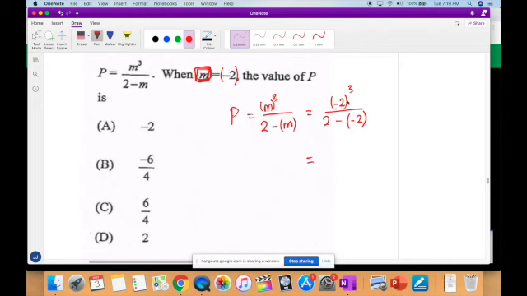So now -2 cubed is -2 times -2 times -2. Negative 2 times negative 2 is positive 4. So positive 4 times negative 2 is negative 8. So the numerator is negative 8, and the denominator, 2 minus negative 2, a double negative gives you a positive. 2 plus 2 is 4. So your answer is negative 2a.